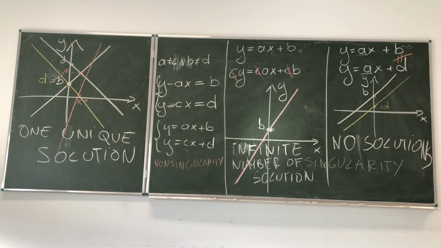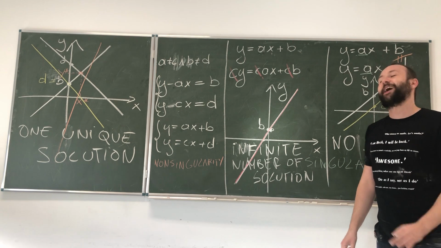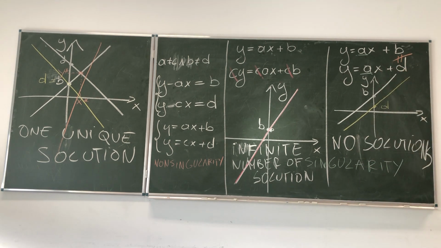Now, so how can we be sure that we are in this situation and not in this situation? To this end, we need to learn about one more concept. This concept is called determinant and is a key to finding the inverse of A.